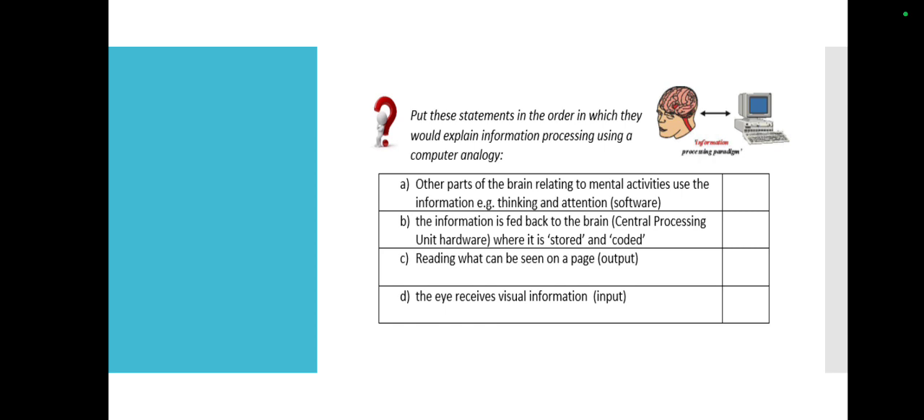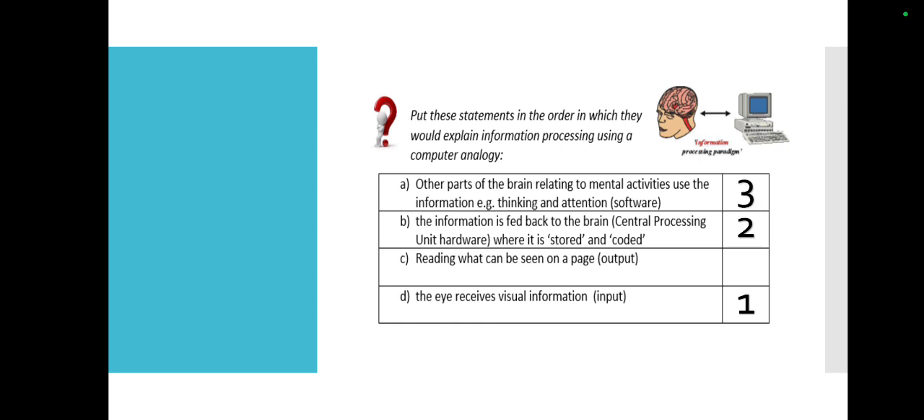But where we'd start, and if you want to add your numbers in, is that the eyes receive some visual information. So as a starting point, that would be some sort of input. If you imagine a computer, that would be typing in to the computer. Then what would happen is that the information is fed back to the brain. So in humans, we receive the information, it gets stored or processed by our brain. If we were on a computer, then it's going to the central processing unit. So the hardware is doing something with that typed information. It's coded or stored, it's dealt with in some way.